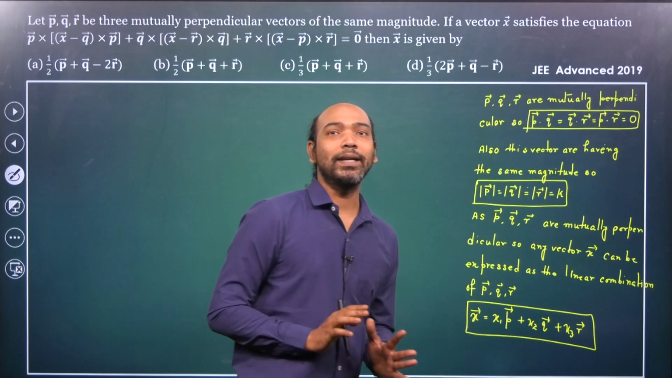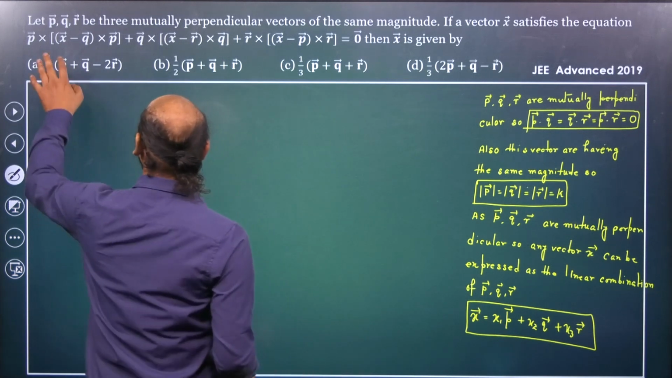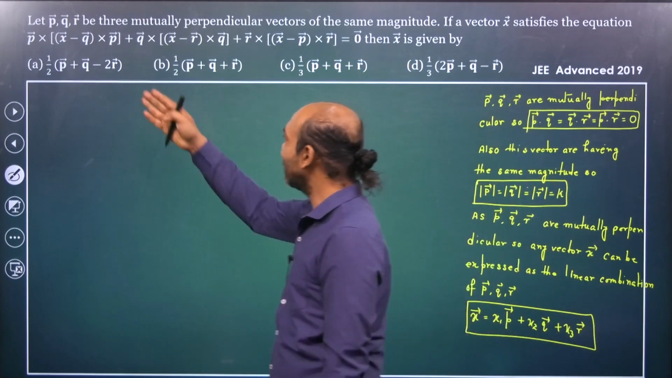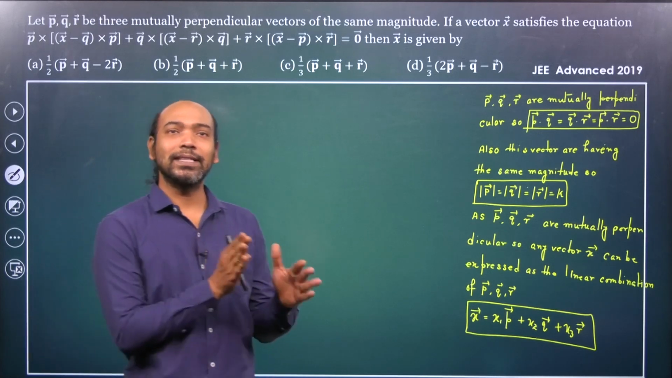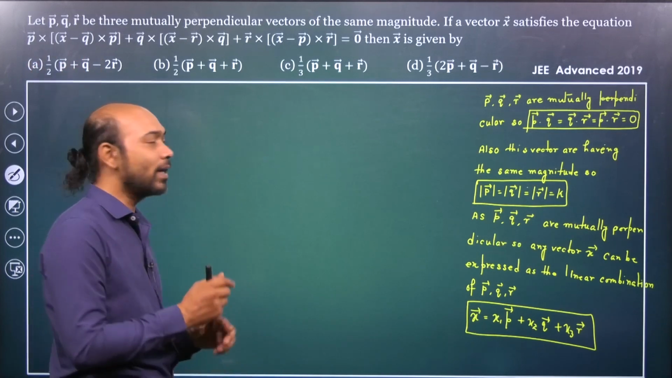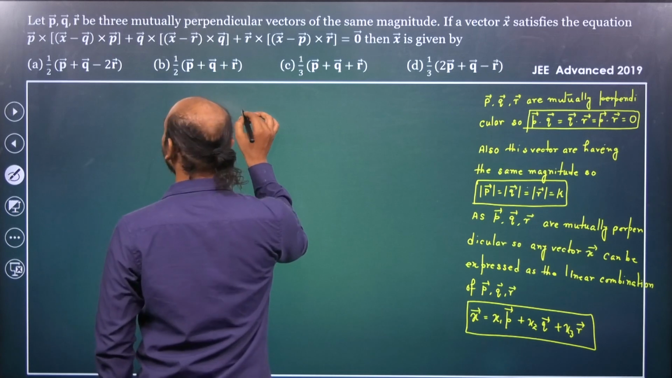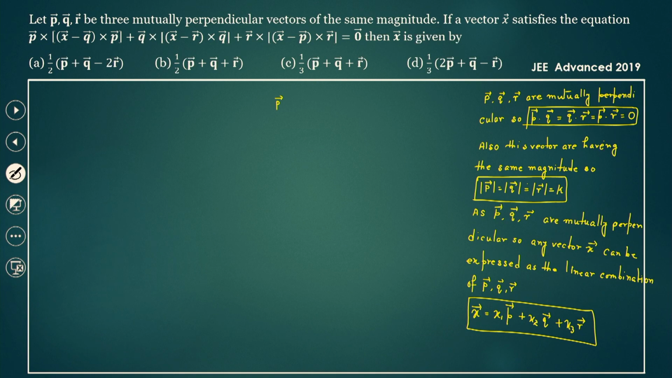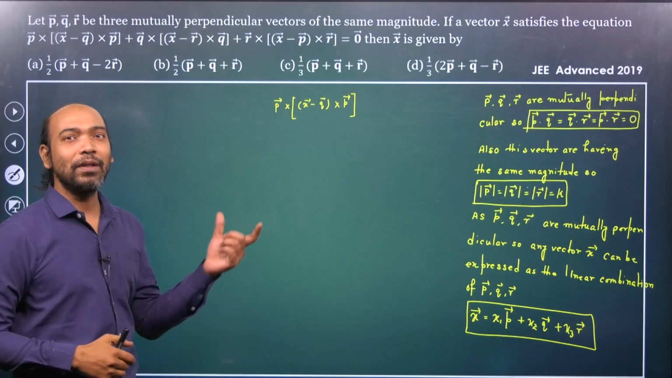Now what is given? You are given that X is a solution of this equation, right? Playing with that big equation is not that easy, so we calculate step by step. First we take this product, P cross X minus Q and all that stuff. So let's consider only that term. Let us take P cross the quantity X minus Q cross P. Now our job is to simplify that expression.